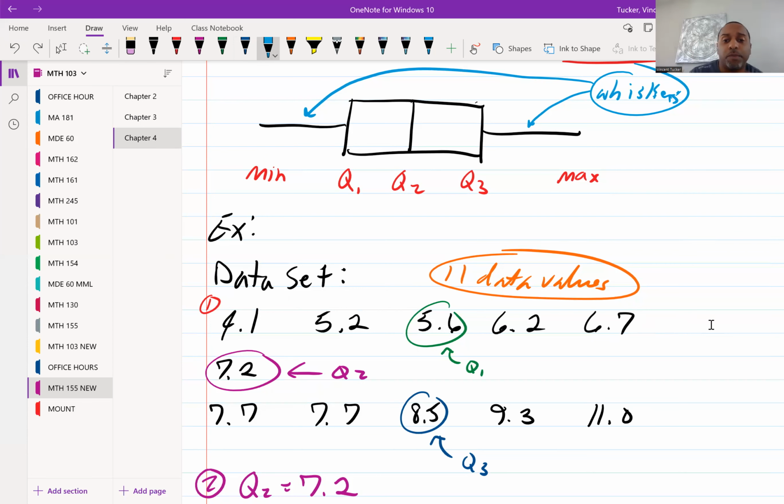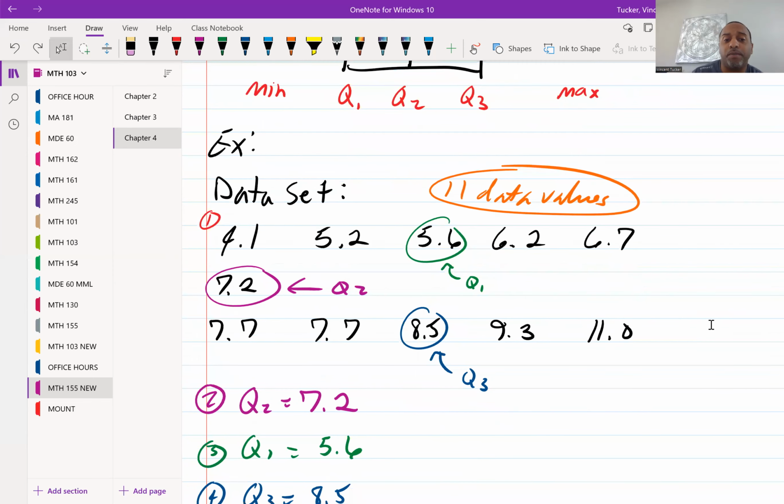All right. So now the second step after you list your data values from least to greatest is to find Q1, but it's actually our third step. I have 5 data values in this first half of data, so that means I have a middle number.